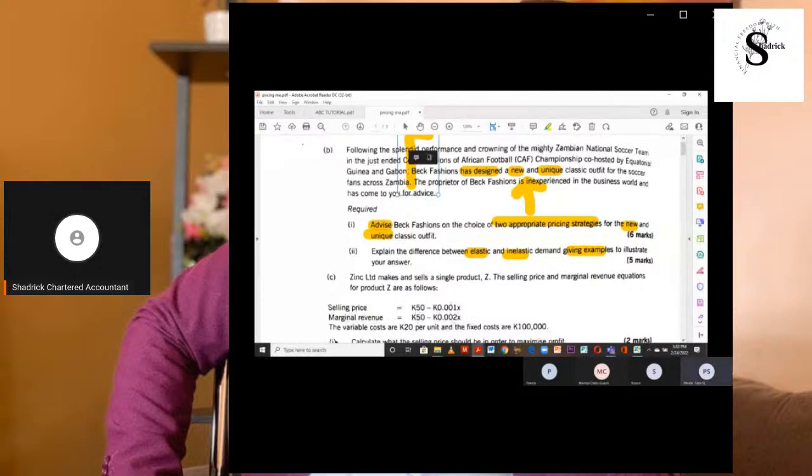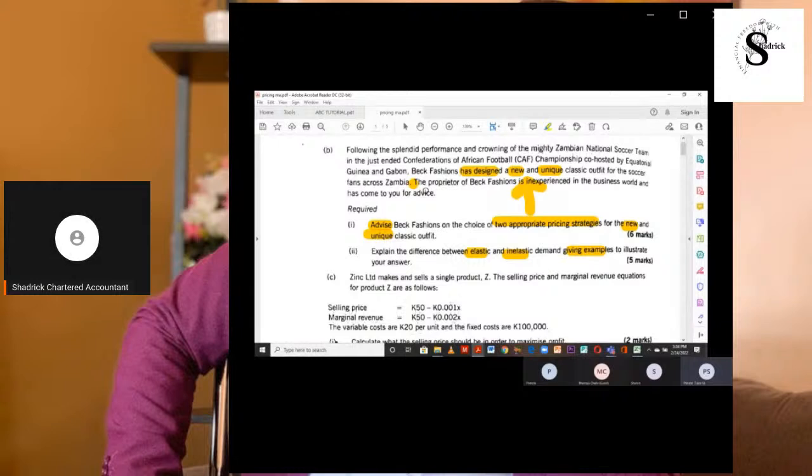the examiner told you to advise on two pricing strategies. You could also talk about skimming and penetration immediately. And the most suitable one is skimming, because it's new and unique.